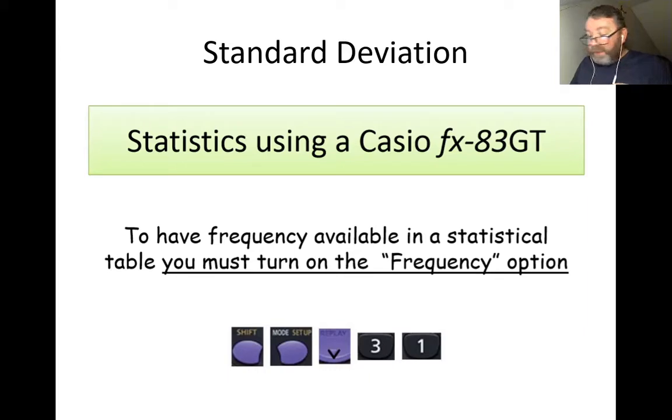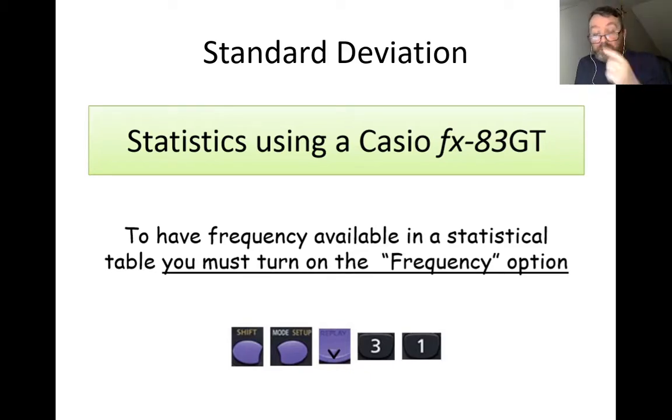Now, to do that, you must press the following buttons. So it must be Shift, then Mode, then down on the big button in the middle, then 3, then 1. You notice now it says on your calculator screen frequency on, so press 1. Your frequency is now on. So now you are ready to enter in your data points with their particular values.